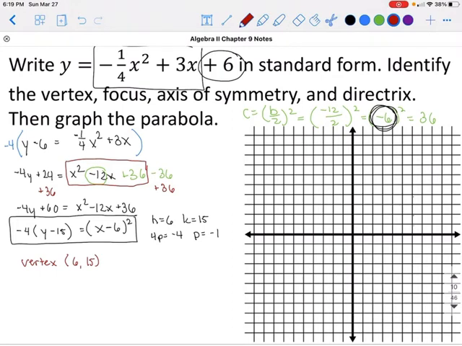So we have 6 and 15. Your focus, because it is the x that is squared, your focus will be h and k plus p, or in this case, it'll be 6 and k plus p, or 15 plus negative 1, will give us 14. Our axis of symmetry will be x is equal to h, or x is equal to 6.